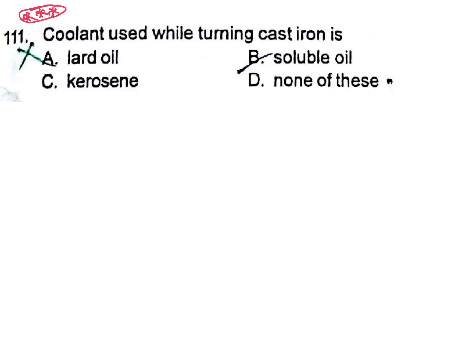Coolant used for machining of cast iron. Option A, lard oil. B, soluble oil. C, kerosene. D, none of these. None of these is the answer. We are not using any coolant for turning cast iron. So D is our answer.